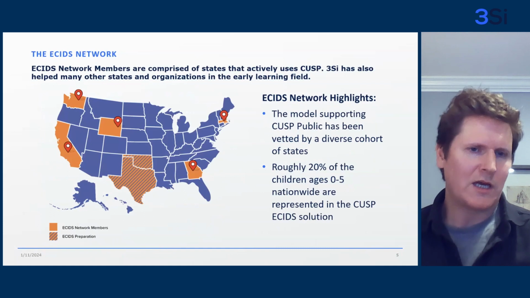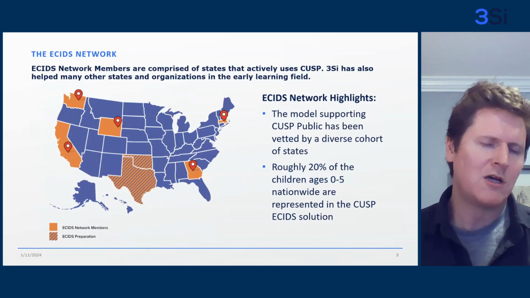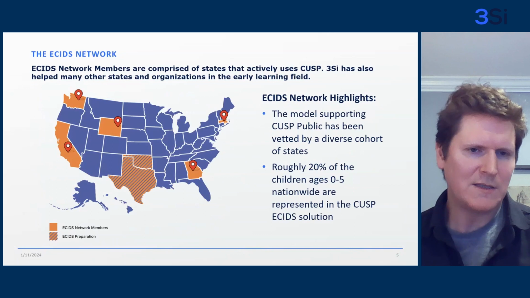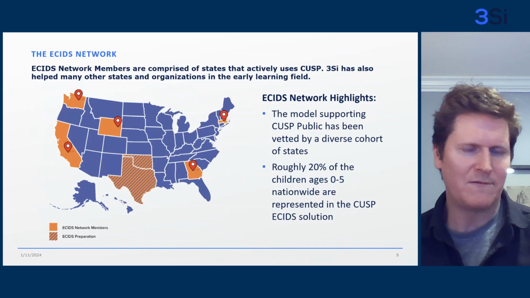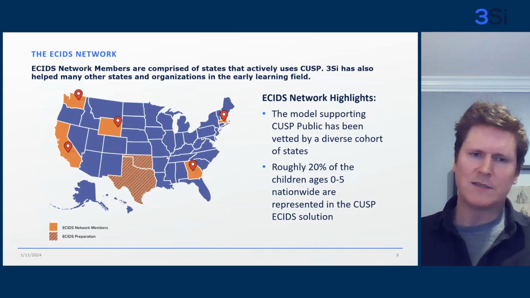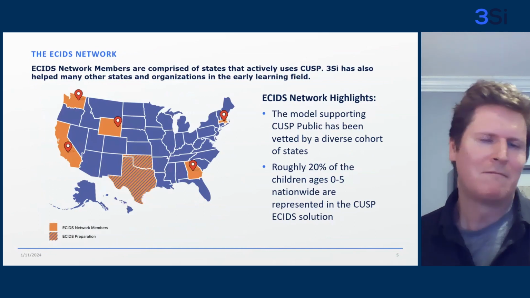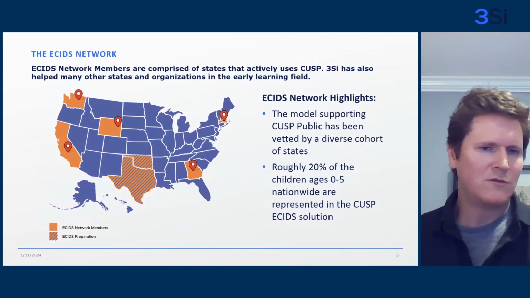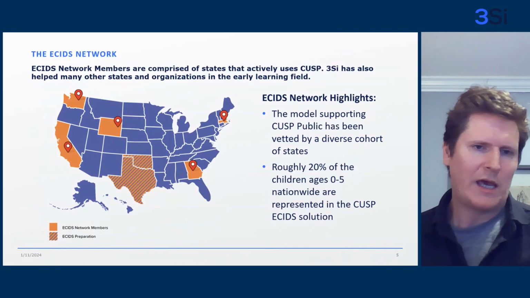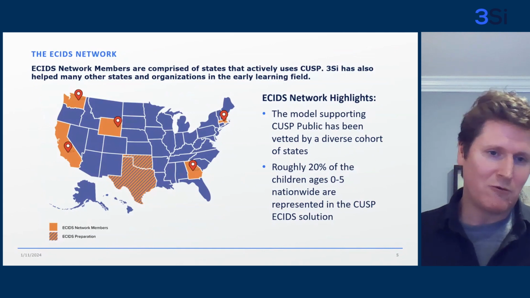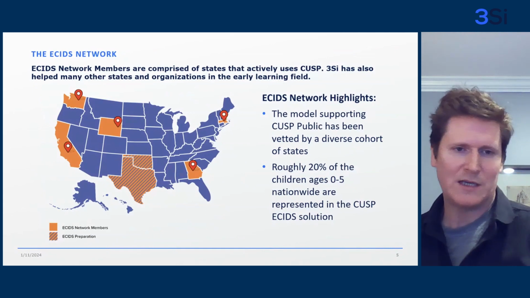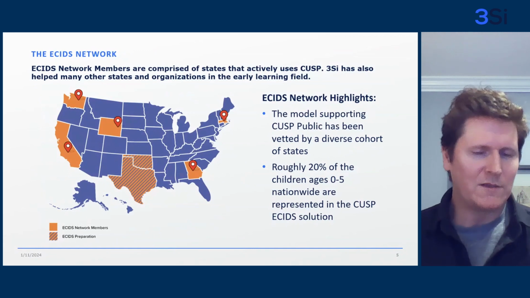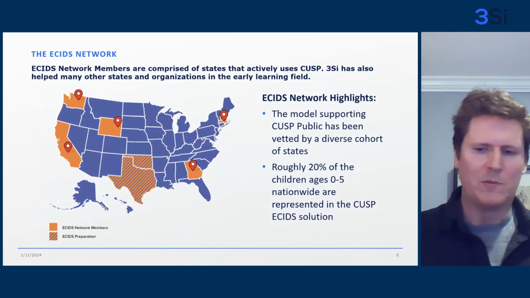I should also note that CUSP, the full ECIDS solution, currently is used in 5 states, comprising about 20% of the child population ages 0 to 5. So it's a model that's out in the world being used every day. And we also have done some additional ECIDS preparation work for 2 states that you'll see listed there, and have done other early childhood work in maybe about 15 additional states. All of this is information that we've brought to bear in development of CUSP.